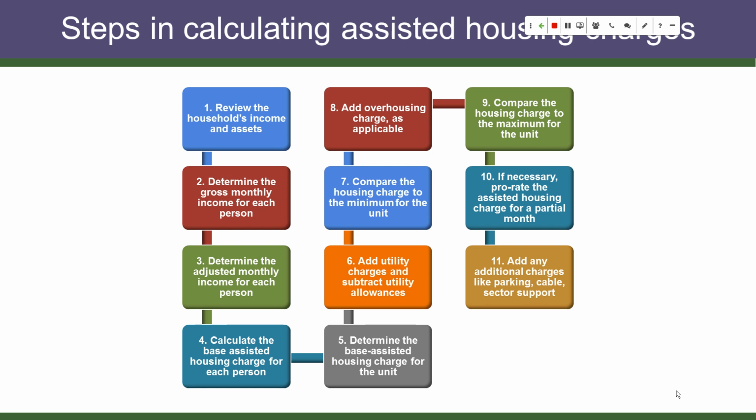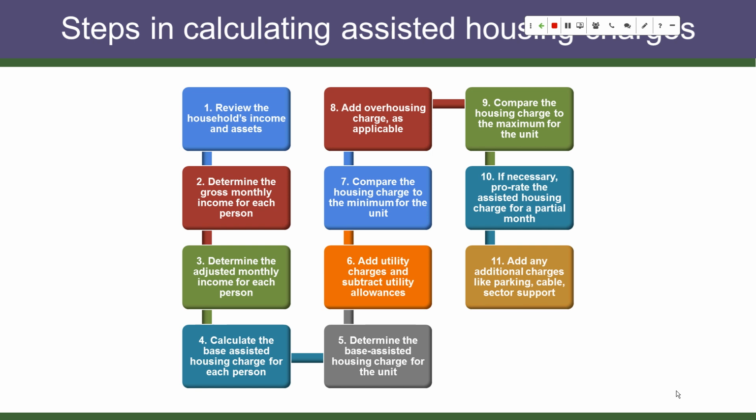When we are looking at the calculations, it's always good to follow some steps. Again, it's in our guidebook, but I just want to review this with you today. So you want to look at the household's income and assets. You want to determine what their gross monthly income is for each person. Determine what the monthly adjusted income is for each person. So, do they have the support payment reduction? Do they have the employment deduction?